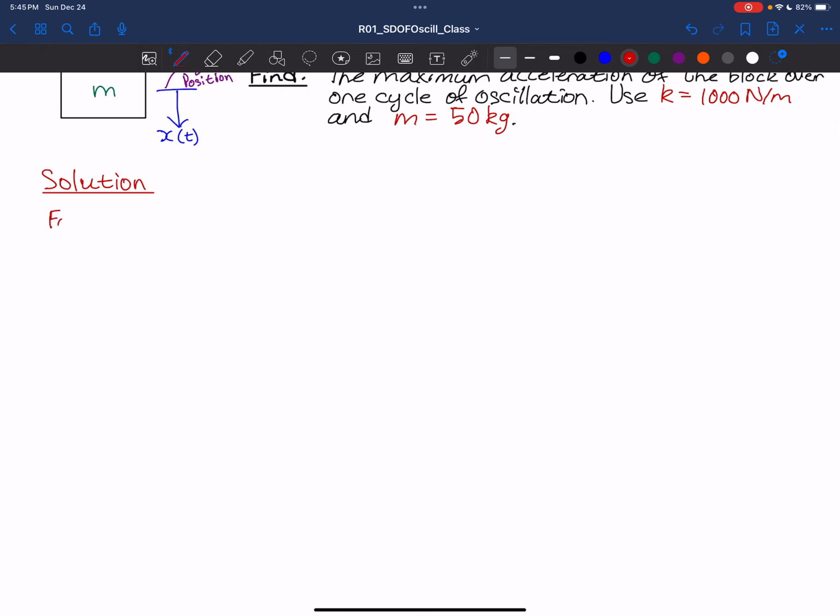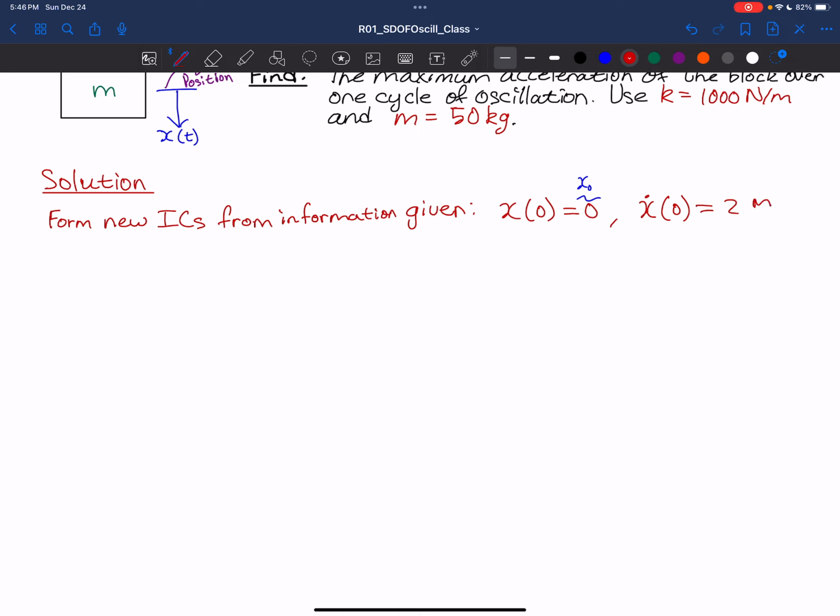So let's just say we're going to form new initial conditions from information given. And with that being said, we'll say x0 is equal to 0, x of 0 is equal to 0. This is our x0 term, and then x dot of 0. And again, we've now shifted time backwards to start here. This is 2, and that's meters per second. And that should be 0 meters, 2 meters per second, and this 2 here, that's our u0.